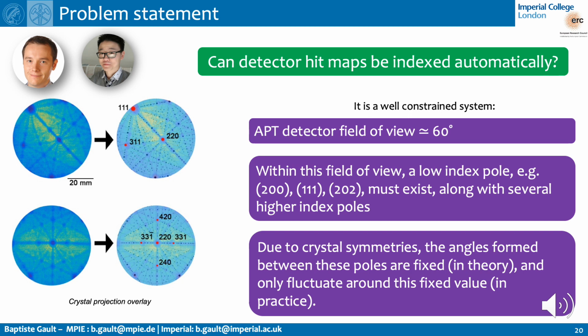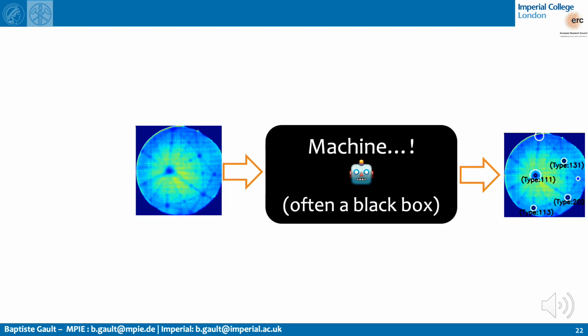And because of the symmetries of the crystal, there are fixed angles between different poles because they correspond to different sets of planes. So this is something that we can actually make use of. And what we really want is a way to go from having a map through some sort of machine, which is very often a black box, to a map that has been fully identified, where poles have been fully identified and associated to a specific crystallographic direction.